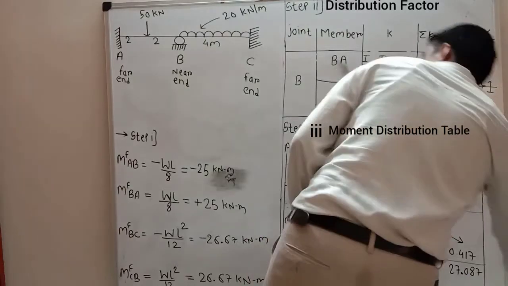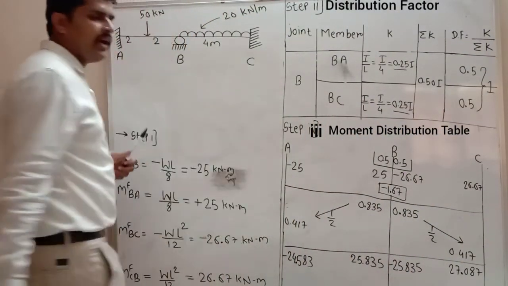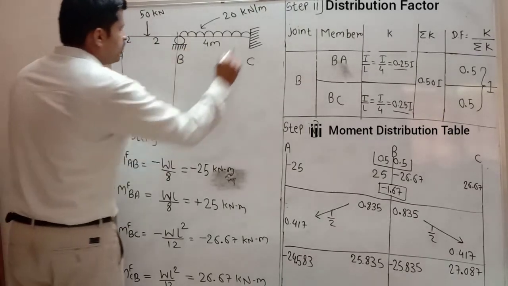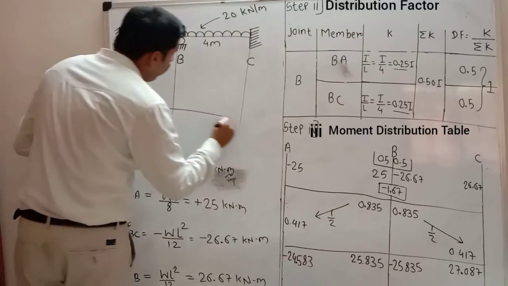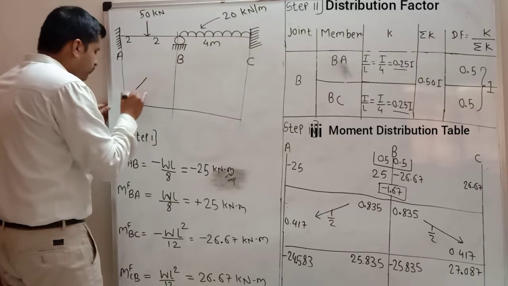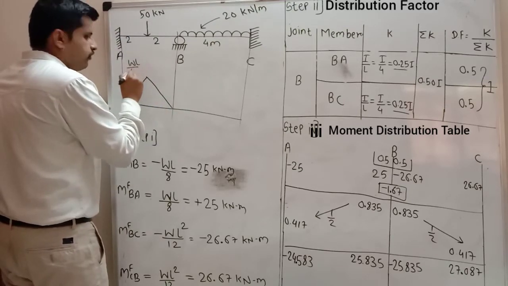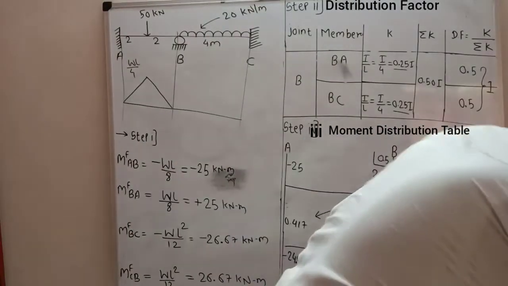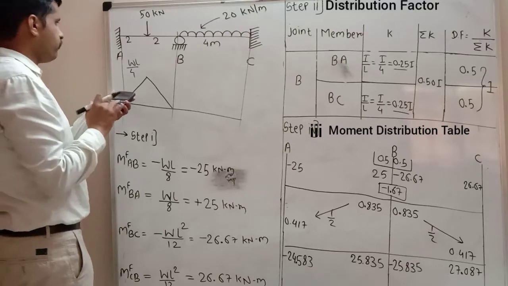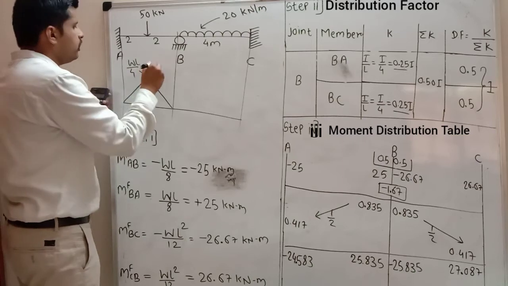Now, I will draw the last step, that is the bending moment diagram. So, this is our bending moment. For a beam carrying a center point load, it will be a triangle with formula WL by 4. After putting the value 50 into 4 divided by 4, it will be 50 kilonewton meter. This is the value.